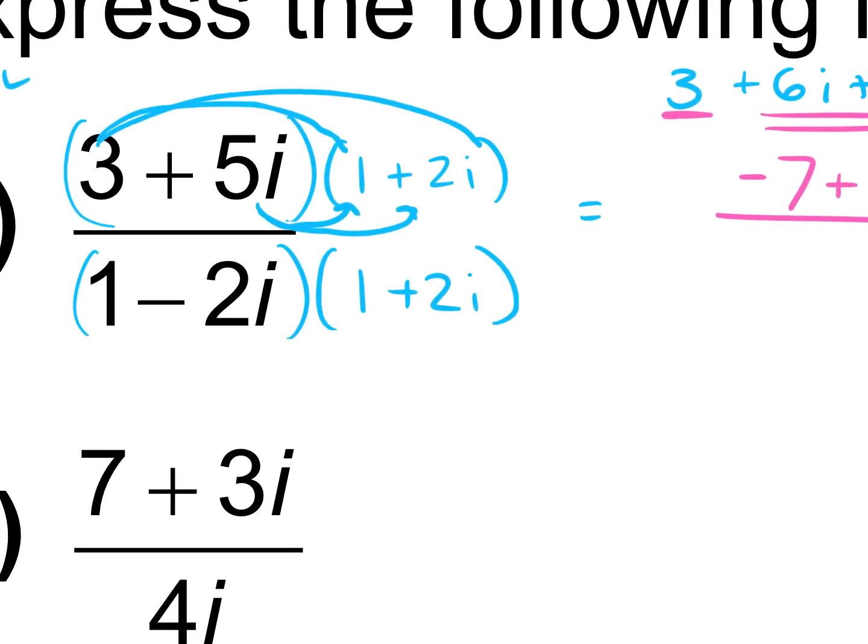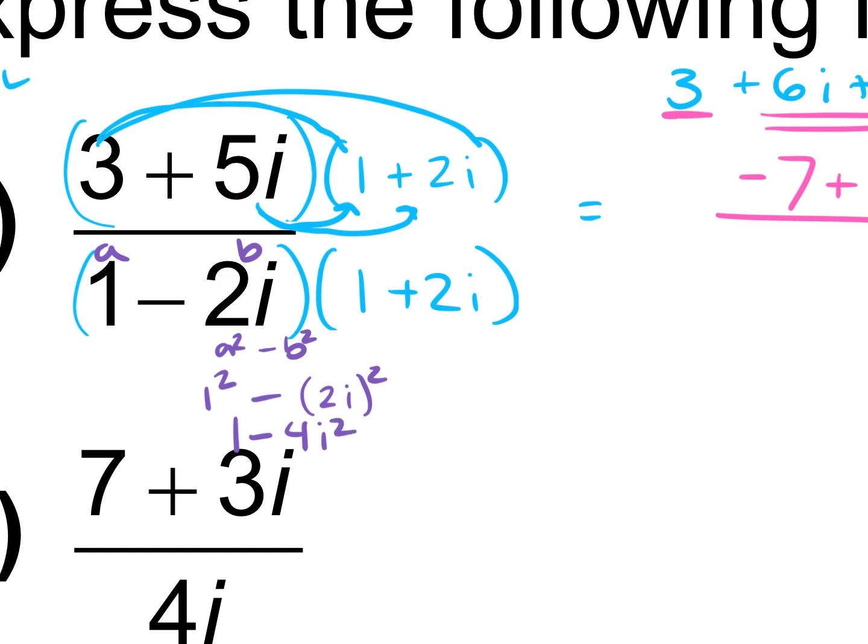There's two different ways that we can multiply our denominator. We can FOIL it, or we can use our conjugate shortcut. The conjugate shortcut is a squared minus b squared. So the first term, this would be our a, this would be our b. First term squared minus the second term squared. So it'd be 1 squared minus 2i squared. So 1 squared is 1, good job. What is 2i squared?